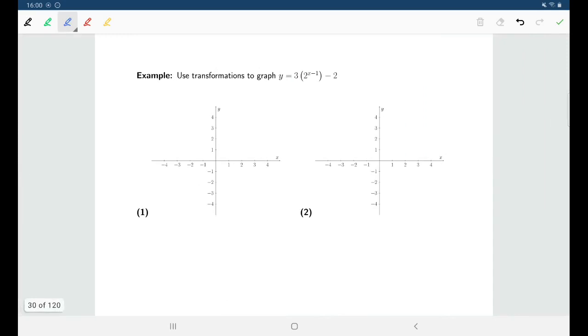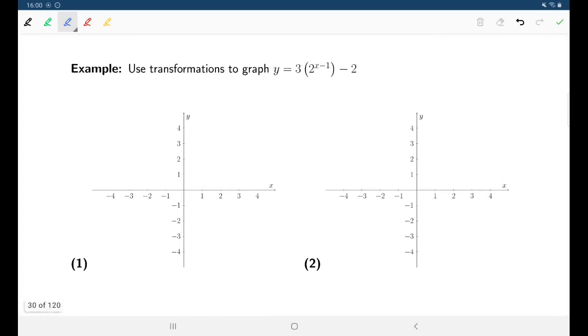Okay, so now we're going to do some graphing via transformations, and I want to graph this function, y equals 3 times 2 to the x minus 1 minus 2. Before I graph any of the transformations, the basic graph is the graph of y equals 2 to the power of x. Once I've graphed that, I'll have 3 transformations to do. There's shifting things to the right by 1. There's stretching things vertically by a factor of 3.